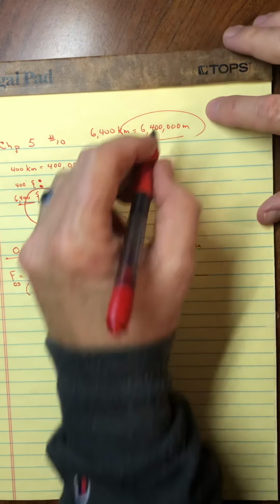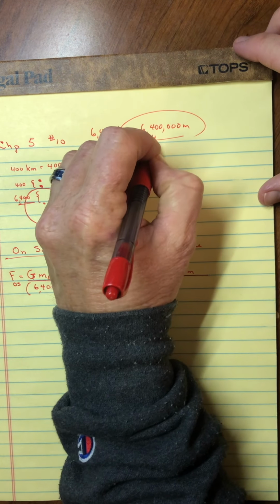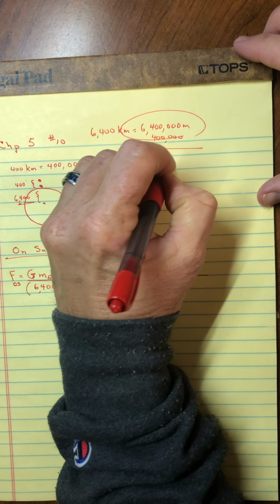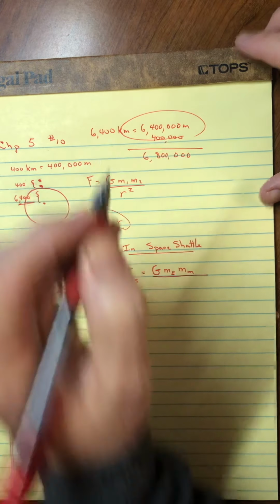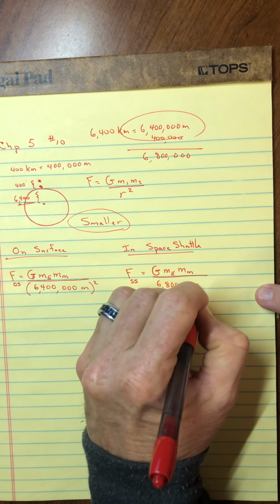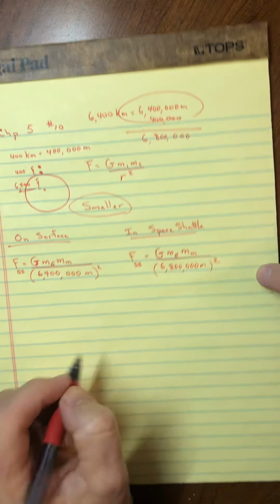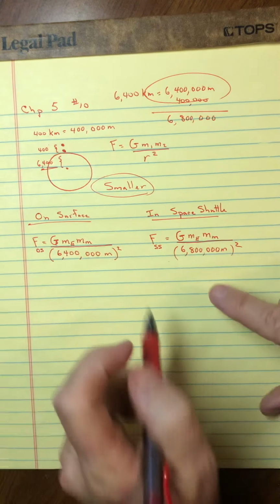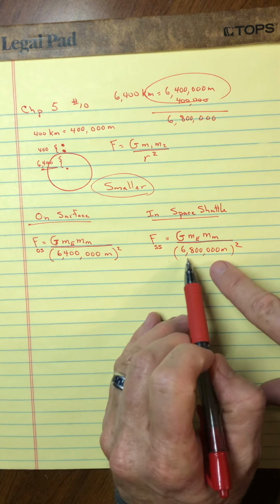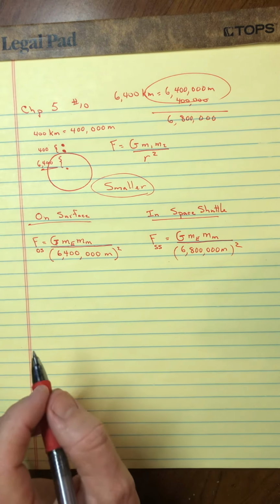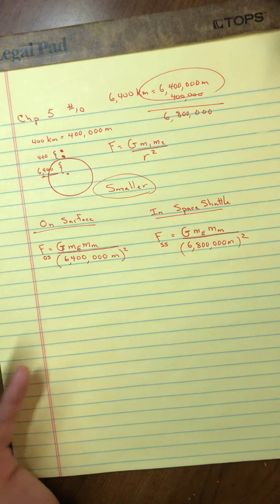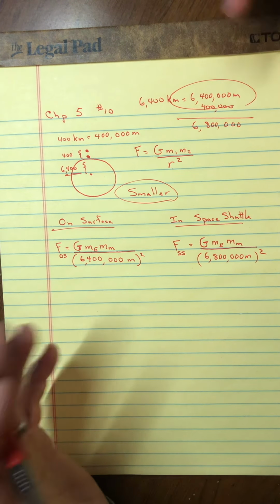So if we add 400,000 to our already 6,400,000, we get 6,800,000 meters. So again, without even doing a calculation, you can see that the force on the space shuttle is going to be lower because we're further away. That number in the denominator is bigger than that number.